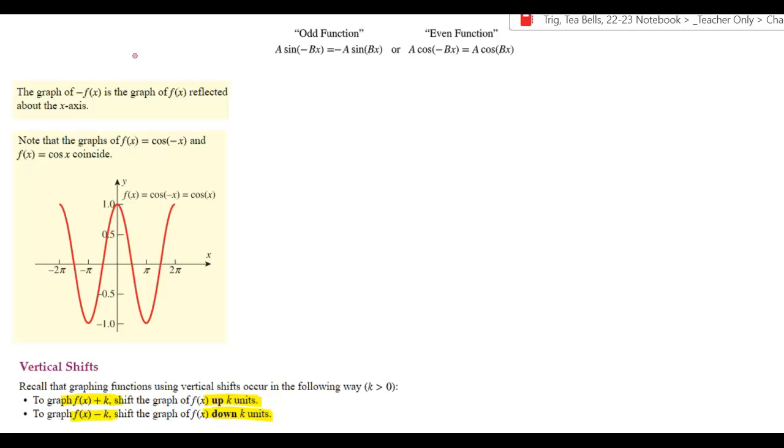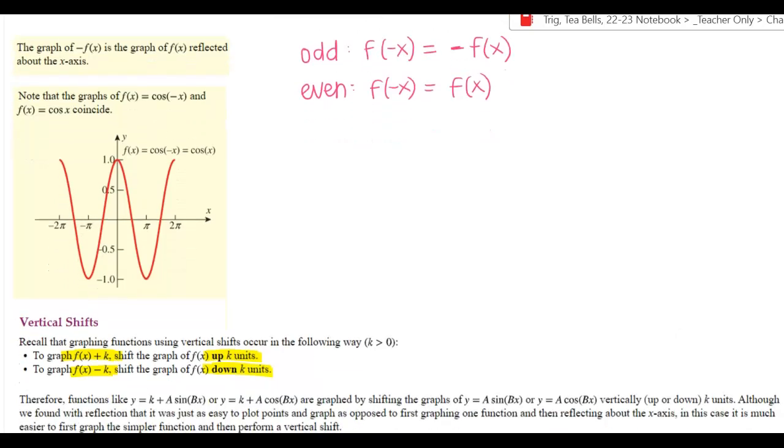Okay, so we've mentioned before this odd versus even function. So an odd function, basically what that means is that if we plugged in a negative x into the function, that would be the same thing as just making the function negative on the outside. The even values, if we plugged in a negative x, it wouldn't change anything. It's as if we just plugged in a regular positive x there.